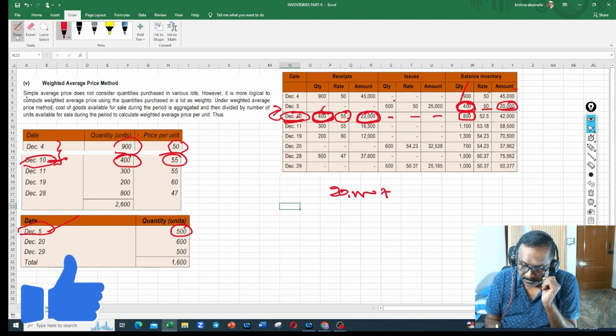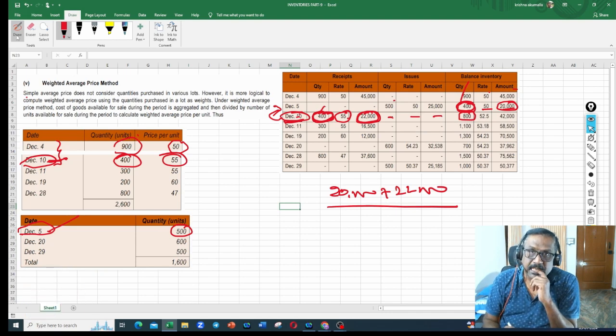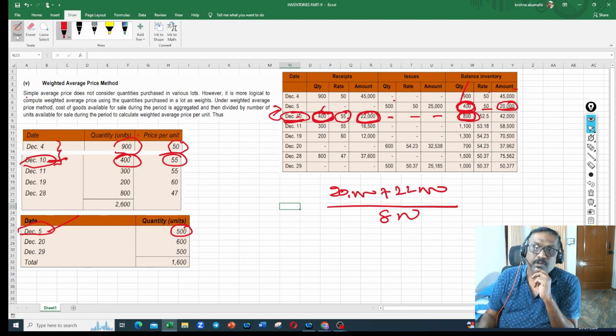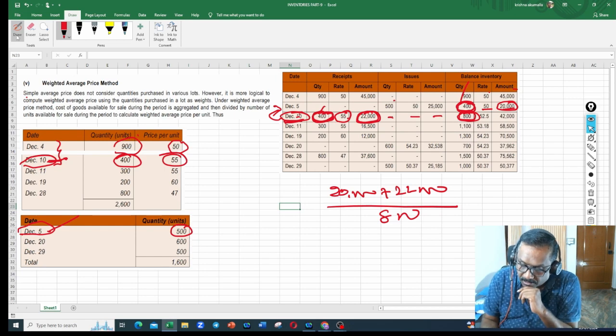20,000 plus 22,000 divided by how much quantity? 800 quantity. You need to divide this with 800 quantity. So how much will it come? 20,000 plus 22,000 divided by 800 is equal to 52 rupees 50 paisa. That is the rate you need to put.